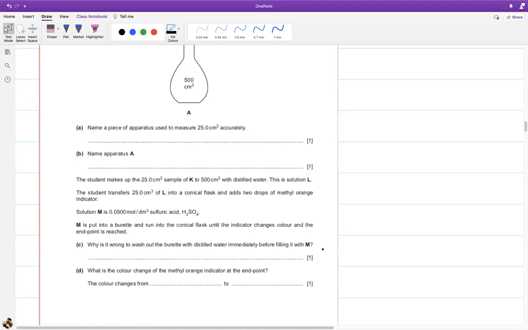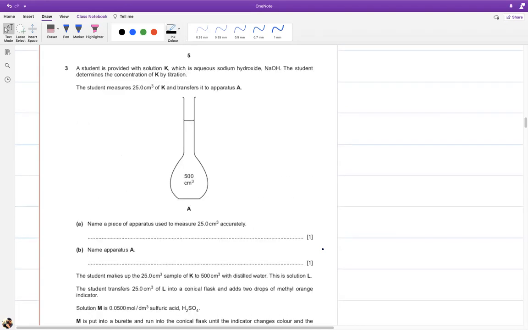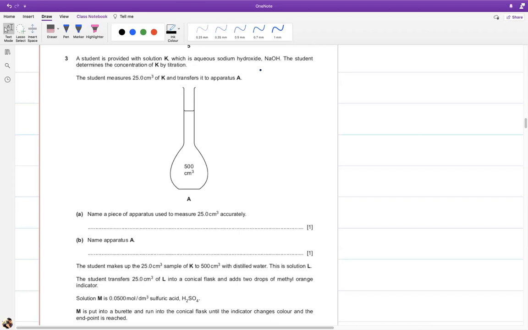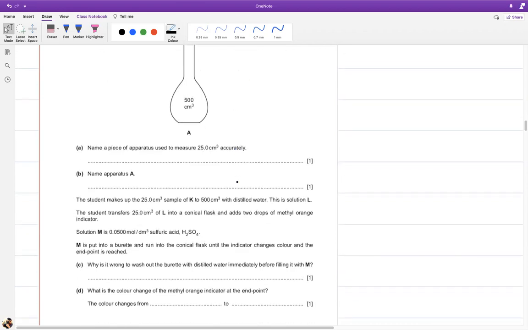The student transfers 25 cm cube of L into a conical flask, adds 2 drops of methyl orange indicator. The solution M is 0.05 mole per dm cube sulfuric acid. अच्छा, हमारे पास ये सोडियम हाइड्रोक्साइड है जिसमें उसने methyl orange डाल दिया. Does anybody recall what color it will have? Sodium hydroxide is base. It's an alkali. So in alkalis, methyl orange is yellow. So we'll say the color should be yellow initially.